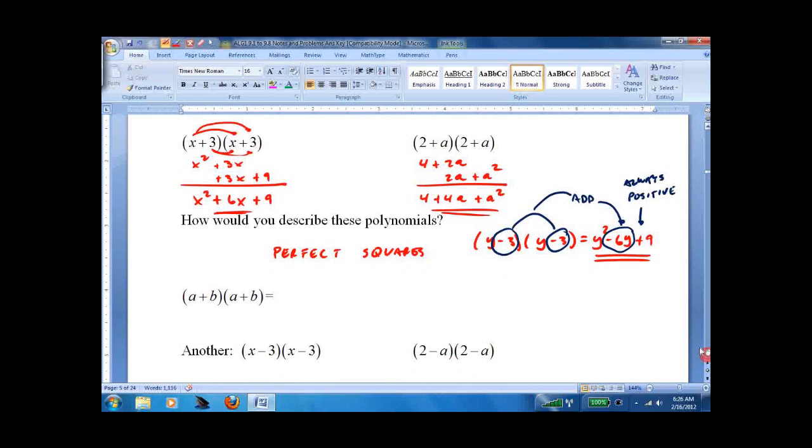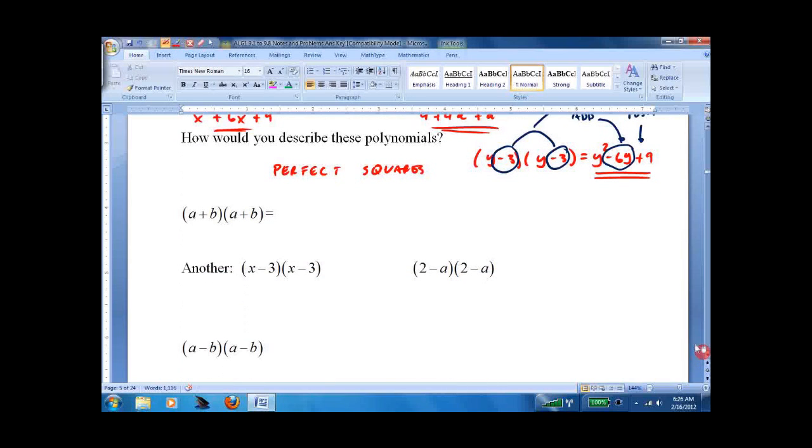This takes some doing, and the good news is if you're not in the mood, you can just do it the old-fashioned way, but I like doing it this way. A squared, and then at the end will be plus b squared, and then it's 1ab plus 1ab, 2ab. X squared minus 6x plus 9.